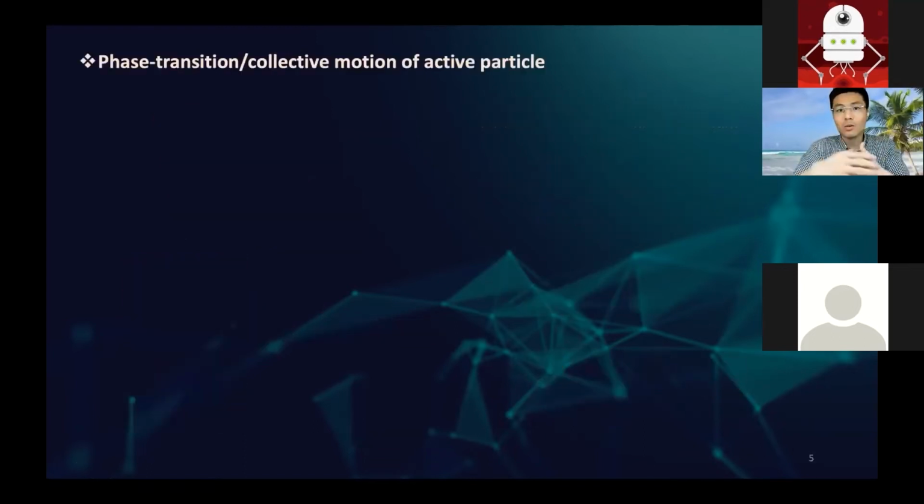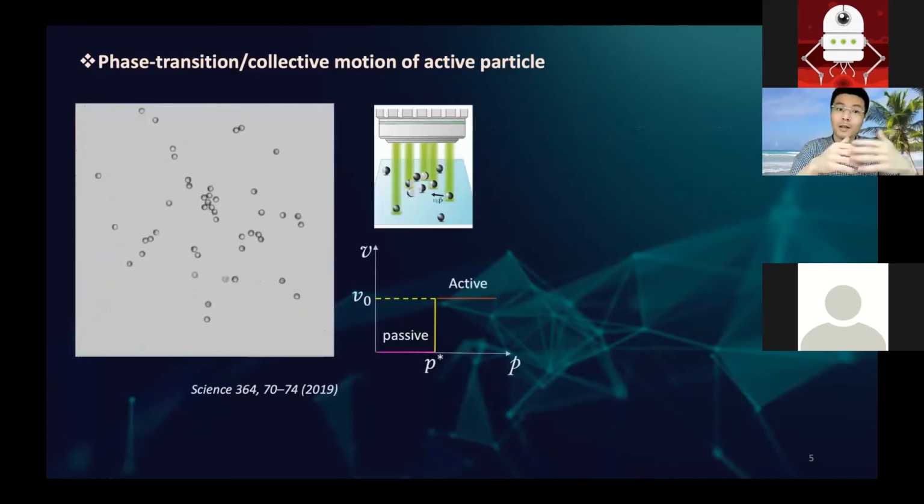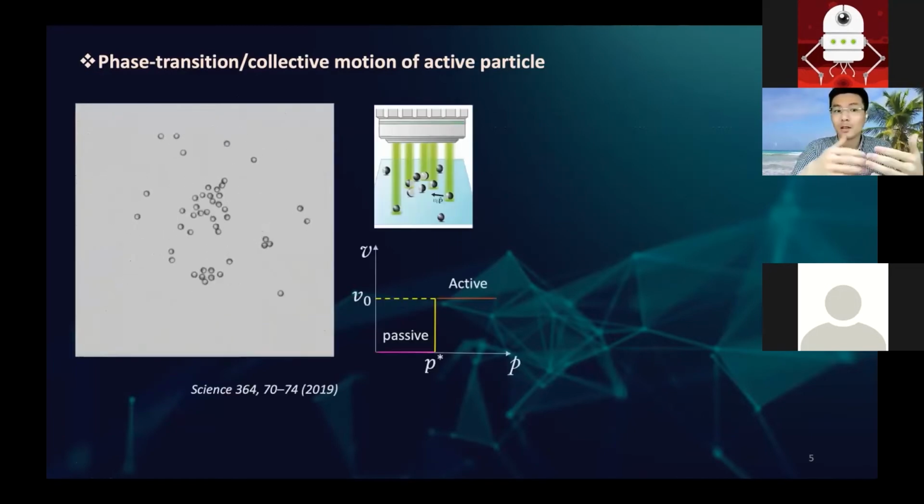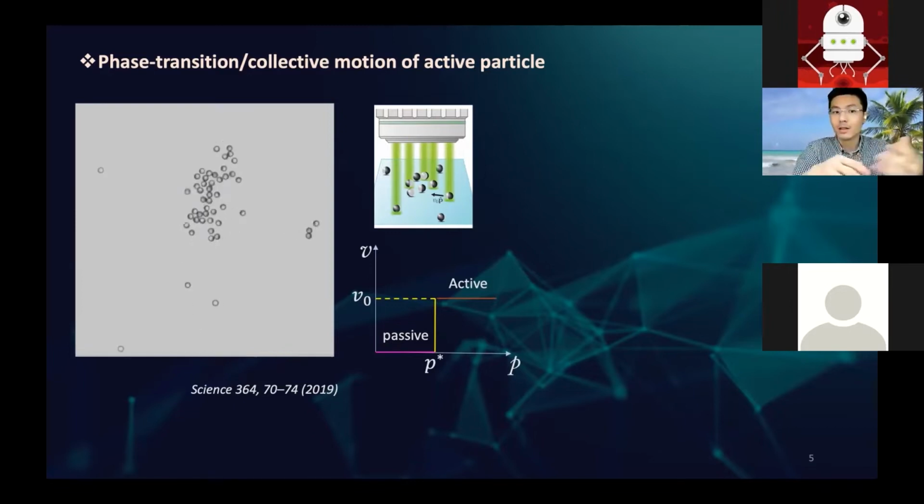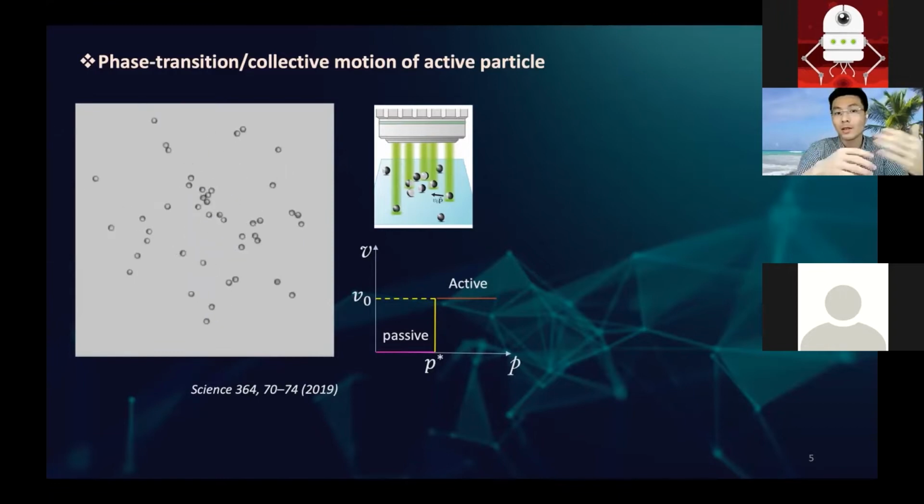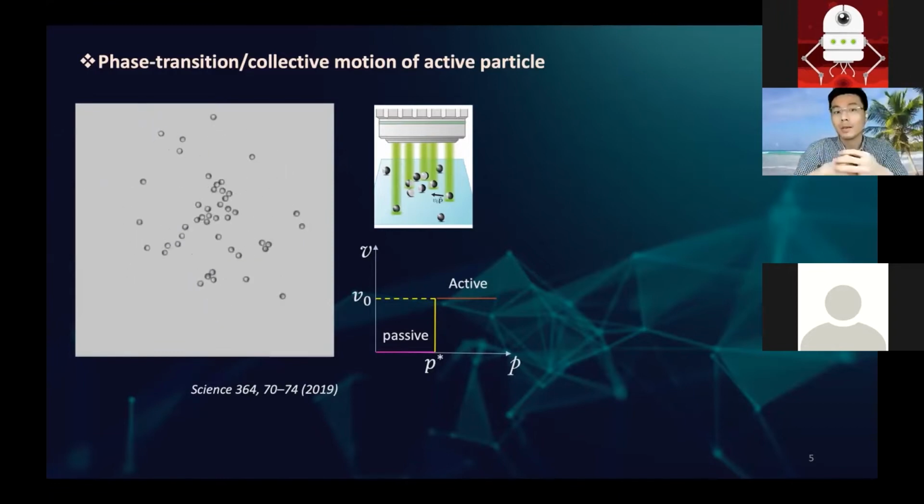So if you're working with active particle suspensions, you will probably observe phase transitions or collective motion of those particles, like in this work. Their particles can be activated by illuminating light on them. Once those particles are activated from passive to active, they can interact with each other and with the surrounding particles, and gradually they demonstrate collective behavior.